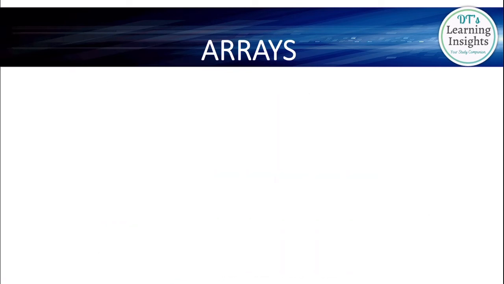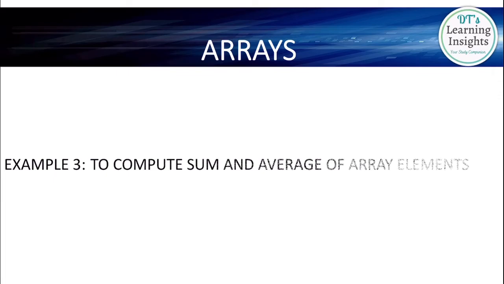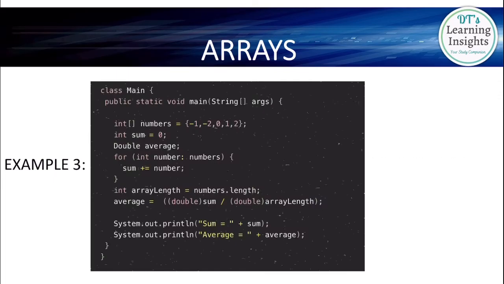Now let's see another example to understand how we can compute the sum and average of array elements. Here we are creating the array called numbers, and that is of integer data type, and it's having 5 elements. Then we are creating a variable called sum of integer data type, and its value is equal to 0. Then another variable called average of double data type is created.